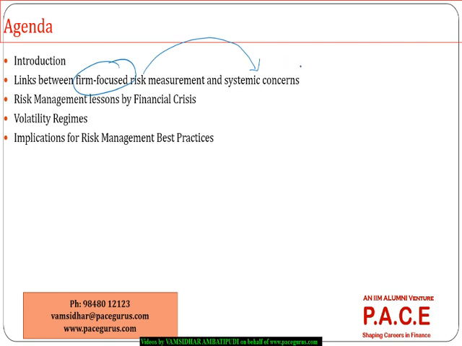Very interesting discussion that has been covered as a part of the article. Right, the firm focused risk measurements, how do they really backfire on systemic concerns? And what are the different kinds of lessons that the recent global financial crisis of 2007-9 has really taught us?